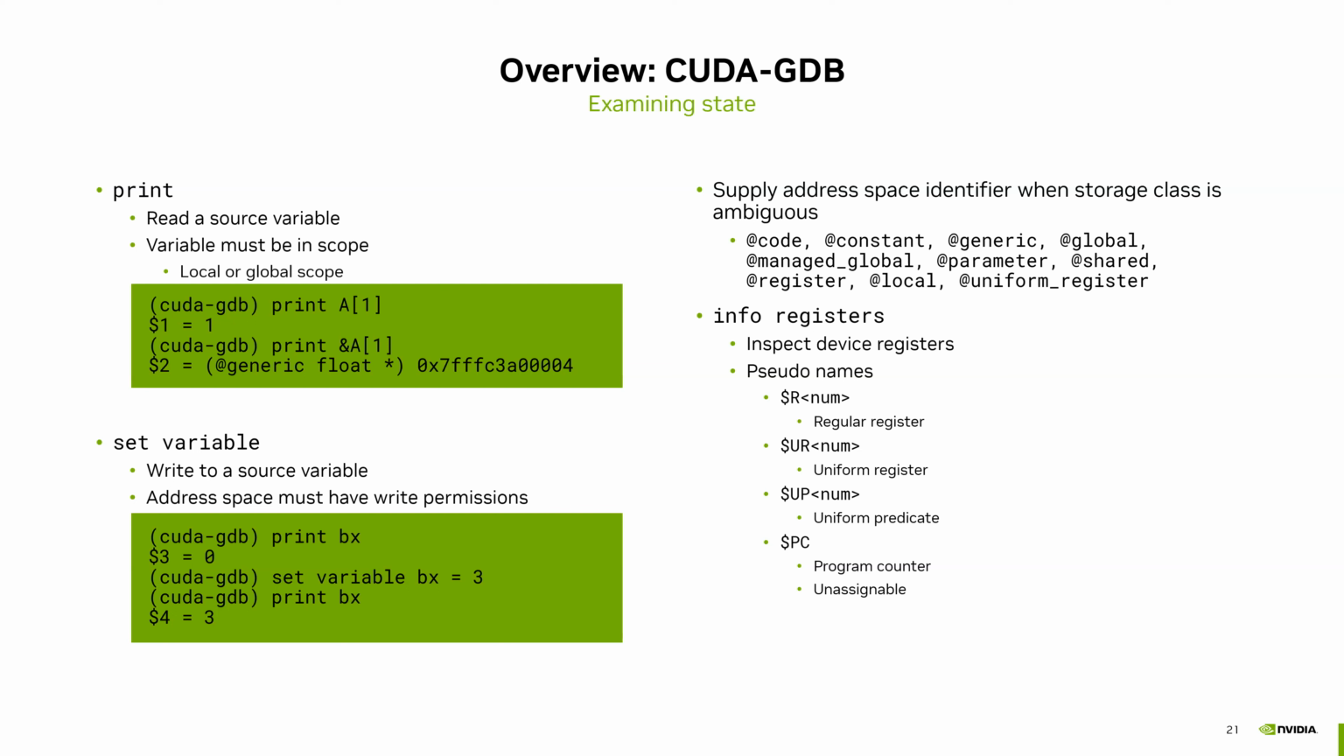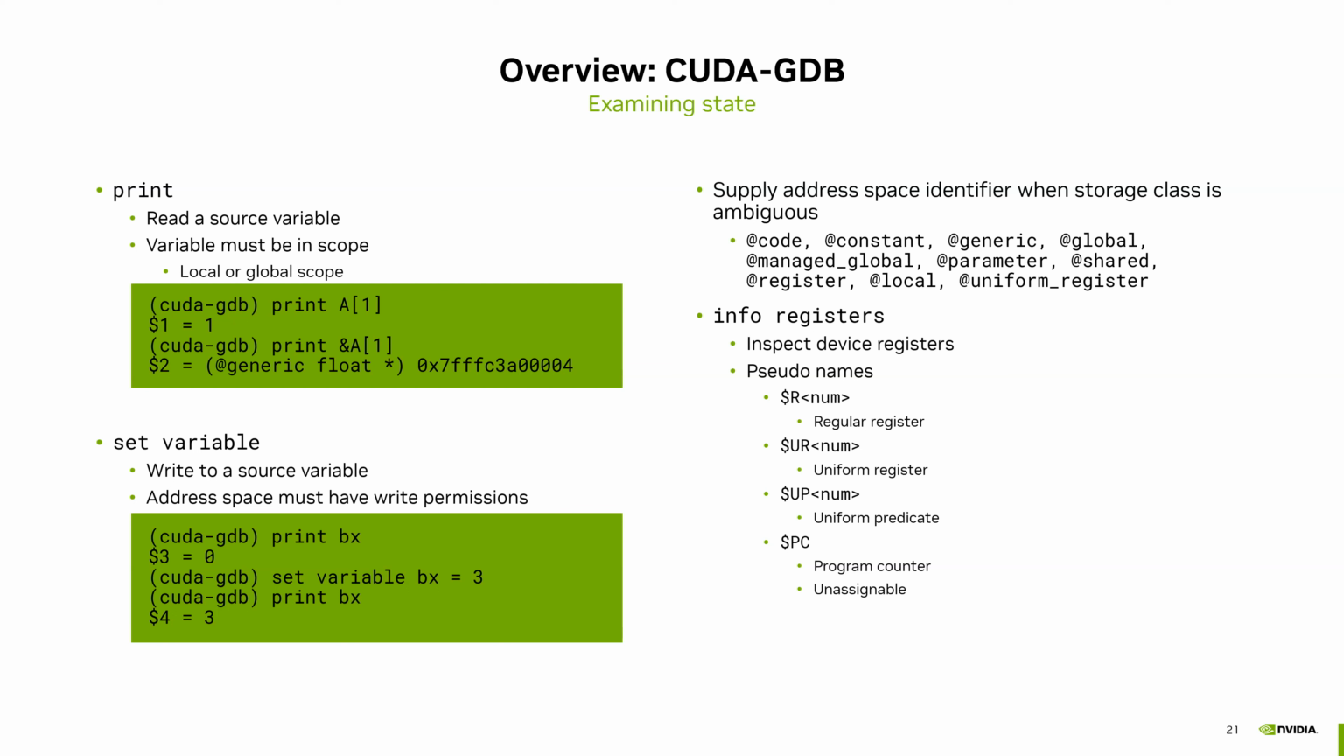Now we've assigned it, and we can read it back and see that actually the assignment went through. Address: you can supply address space identifiers when the storage space is ambiguous. All of the address space identifiers that CUDA-GDB recognizes are listed here. Note that I'm not going to mention each one, but do note that it starts with an @ sign. That is how you specify an address space.